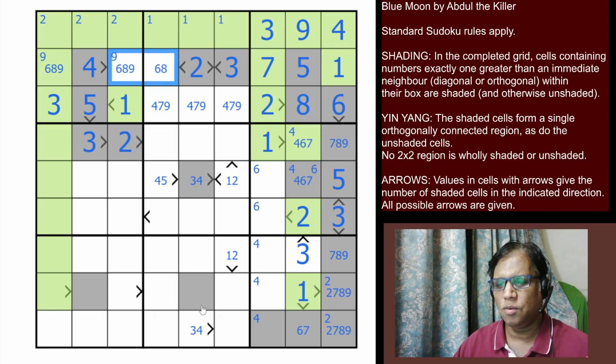3 4 3 4. Now that's minimum 3. This is 2 more than this. Nah, this could be now 1 or 2 more than this. Okay, because this could also be shaded, and this could be 2 more than or 1 more than this.